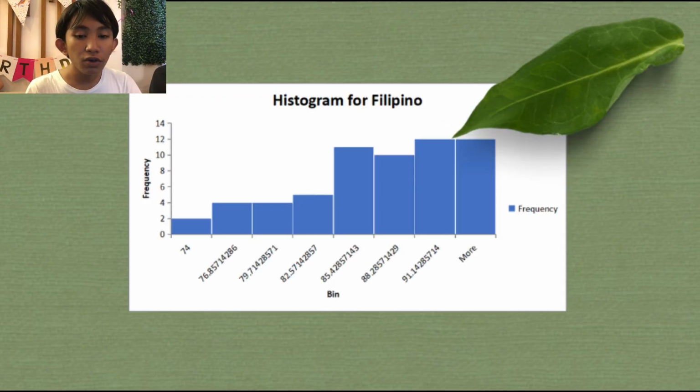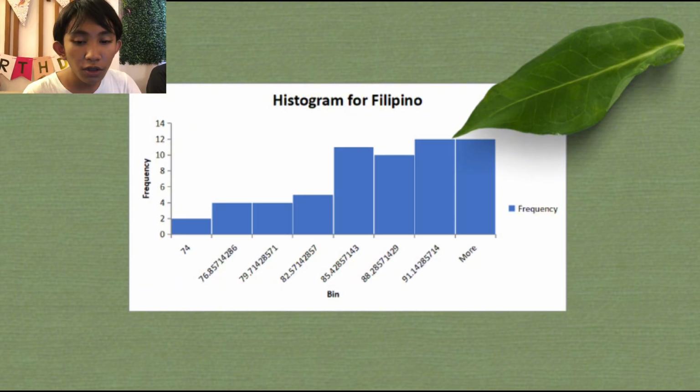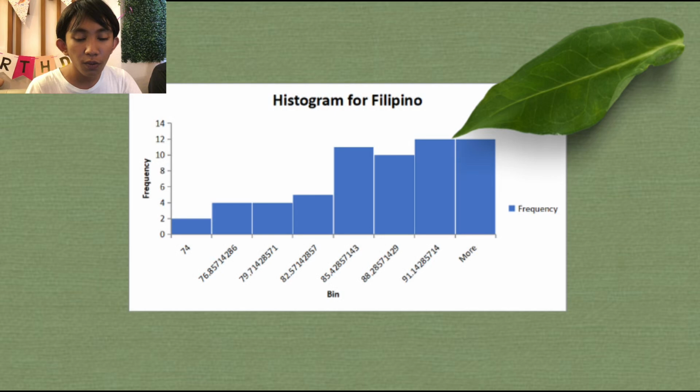The Filipino histogram shows the distribution of Filipino subject scores. Most students scored between 85 and 91, with the highest frequency around 91. Fewer students scored in the lower and higher ranges, indicating a more balanced distribution with a peak in the mid-range.